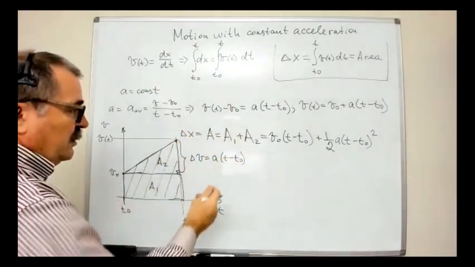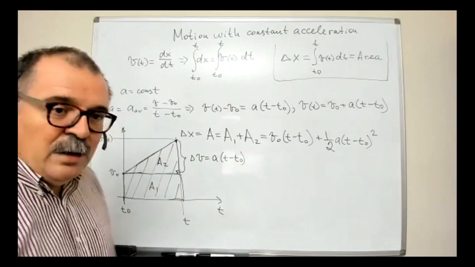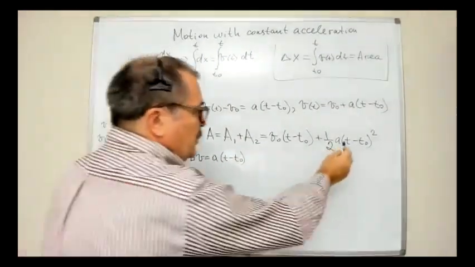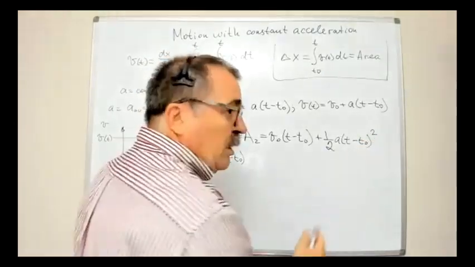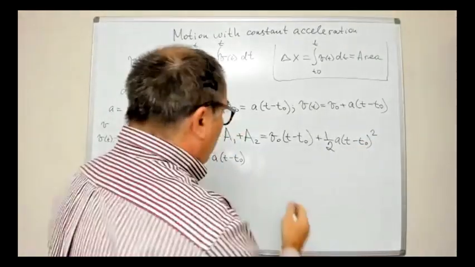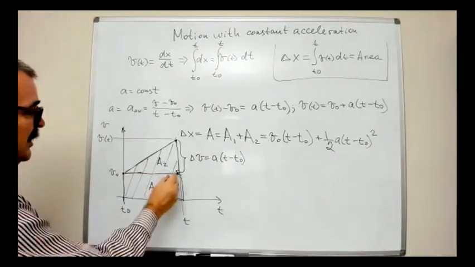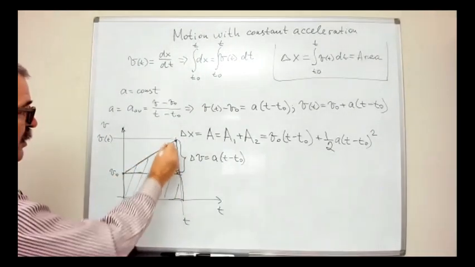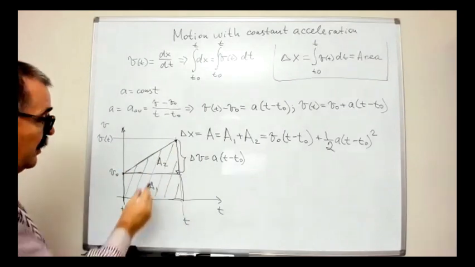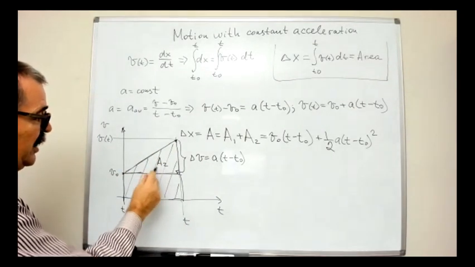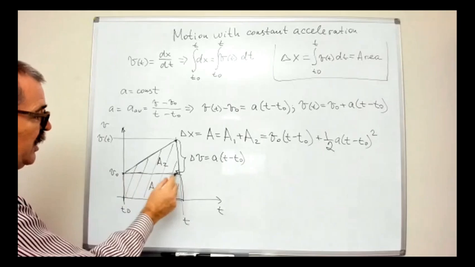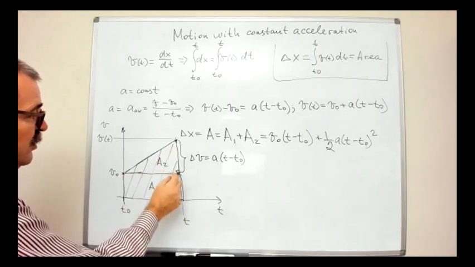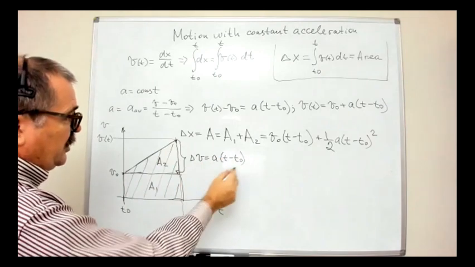So now let me rewrite this delta x. Professor, I have a question. How did you get the A2, this t minus t0 in square? Yeah, yeah. Well, you see this right angle triangle? This one. You see that, right? So I'm evaluating area A2. So the area A2 is this height, which is a times (t minus t0), right? This one.